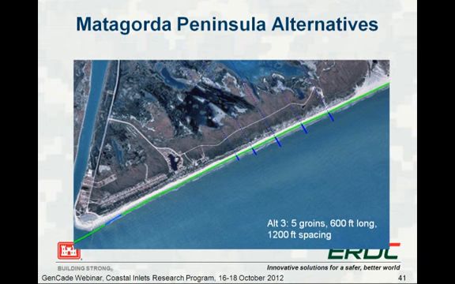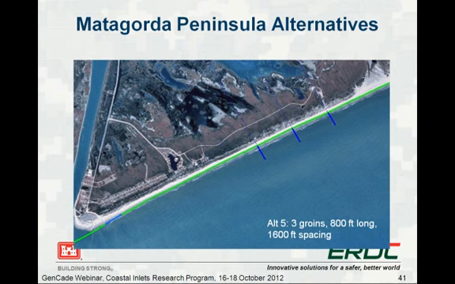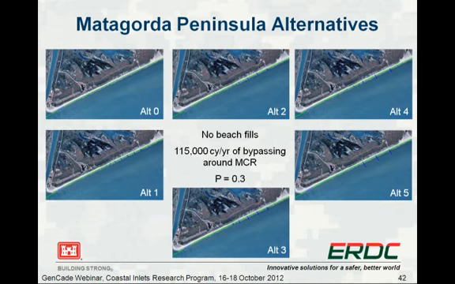Alt 3 is very similar to Alt 2. We have the same number of groins, except these are a little bit longer at 600 feet. Alt 4 is 5 groins at 600 feet long and 1,800 foot spacing. And Alt 5 is 3 groins at 800 feet long and 1,600 foot spacing. And these were all constant at that length. And then this just shows a summary of all the different alternatives.